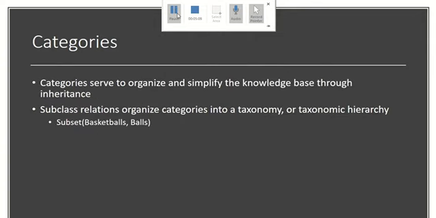Now, one more thing: categories serve to organize and simplify the knowledge base through inheritance. Keep it in mind. Another term I want to introduce is the subclass or subcategory. Subclass relations organize categories into a taxonomy, or taxonomy hierarchy. For example, we can categorize basketball as a subcategory of balls. In terms of the predicate, we write Subset(Basketballs, Balls), meaning basketball is a subset of balls.